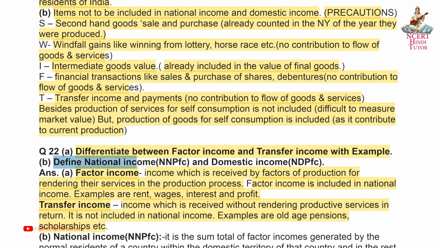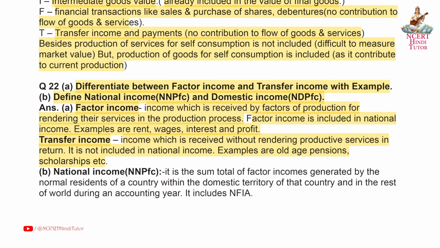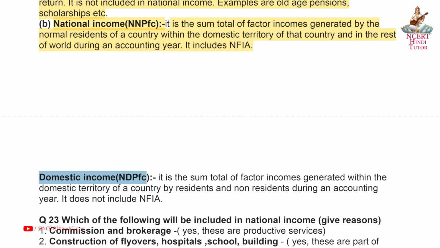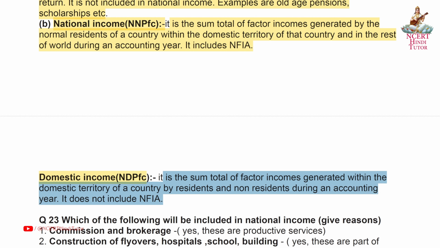B. Define national income NNPFC and domestic income NDPFC. Answer. National income NNPFC. It is the sum total of factor incomes generated by the normal residents of a country within the domestic territory of that country and in the rest of the world during an accounting year. It includes NFIA. Next, domestic income NDPFC. It is the sum total of factor incomes generated within the domestic territory of a country by residents and non-residents during an accounting year. It does not include NFIA.